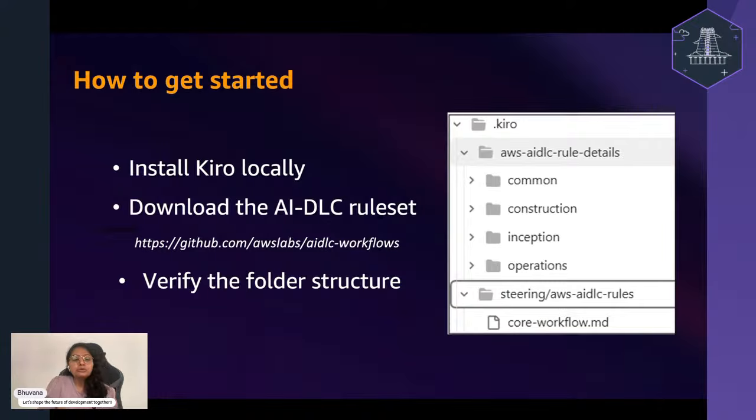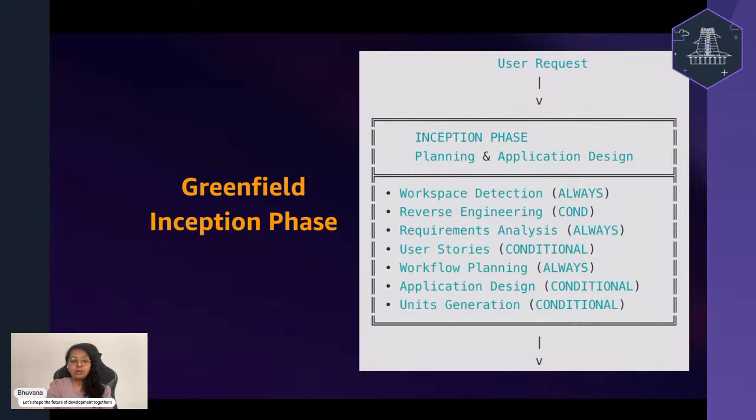So all that you have to do is install Kiro locally. I think today we have a team who are going to talk more about Kiro as well. You download the AIDLC rule set from this path. These are workflows. Once you download, you verify that this folder structure exists. And as I said, this is so adaptable. If there is a slight change to the folder structure or the path, be flexible to adapt that and move forward.